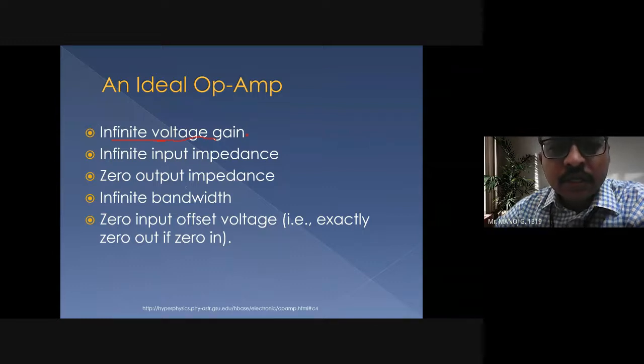The second parameter, this also we have learned: the input impedance should be infinity. And the output impedance should be zero. Then bandwidth: we saw how to estimate the bandwidth for a feedback amplifier. For an ideal op-amp, the bandwidth should be close to infinity.